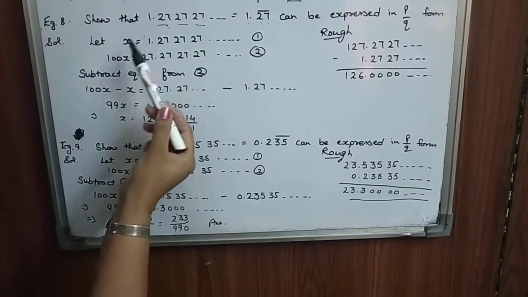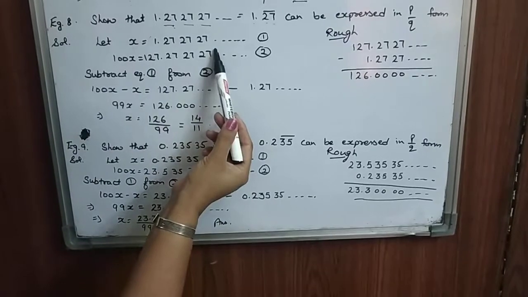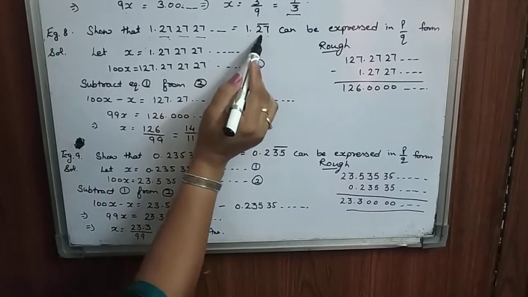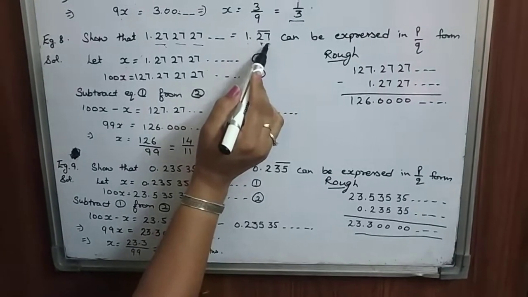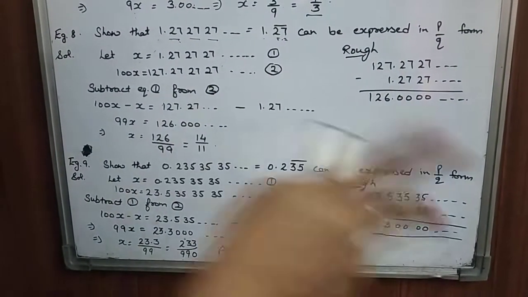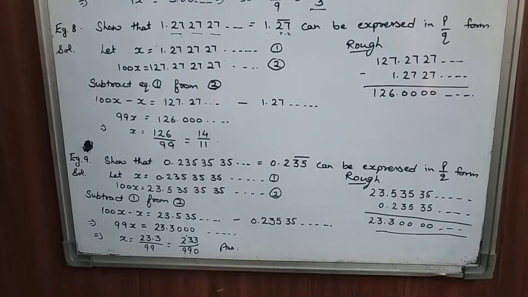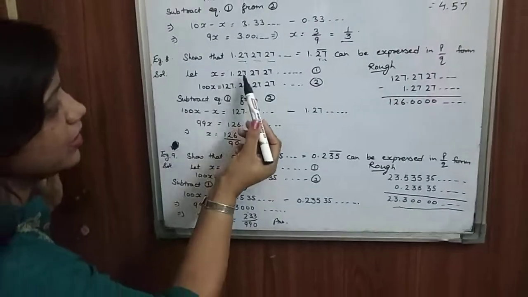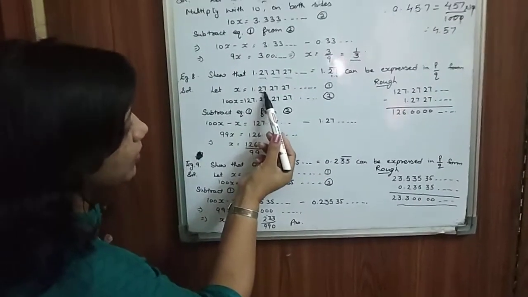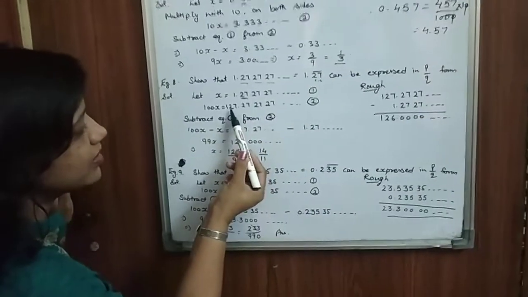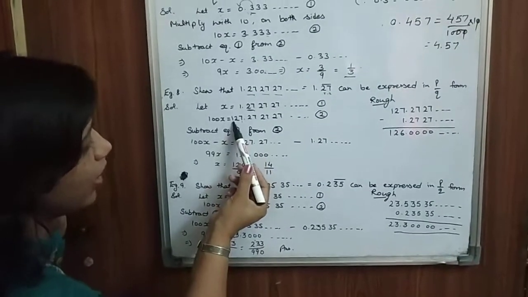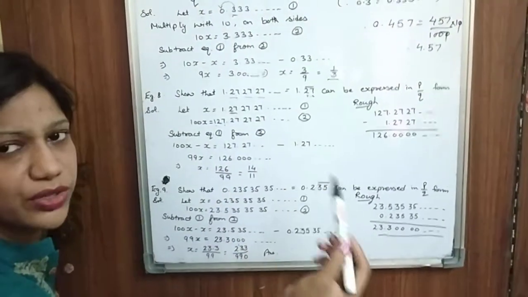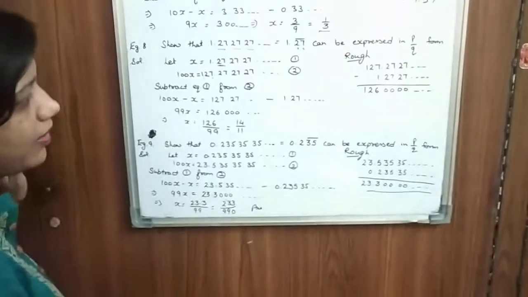First of all, take x is equal to this. Now, as I made clear, we have 2 digits repeating, so we will multiply with 2 tens. What is 2 tens? That is 100. So let's multiply with 100, 100x. If we multiply with 100, the 2 digits will be shifted to this side, with the 1. So it becomes 127.272727, repeating infinite times.